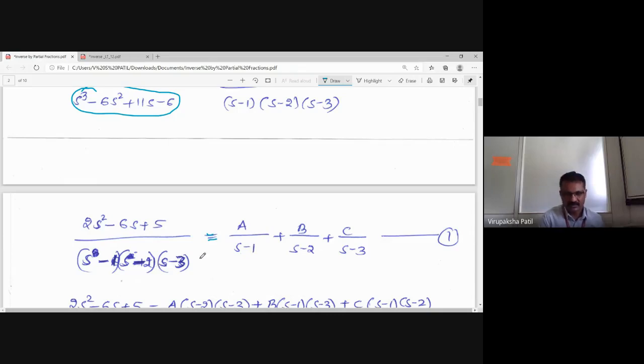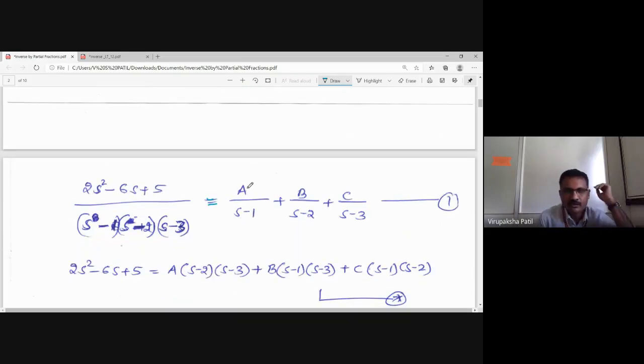Is that clear? Now our job is to resolve this into partial fractions. We have written it like this, depending on the nature of the factors. Now our job is to find the values of A, B, C and substitute here. That gives you the resolution of this into three partial fractions. Now how to do that?